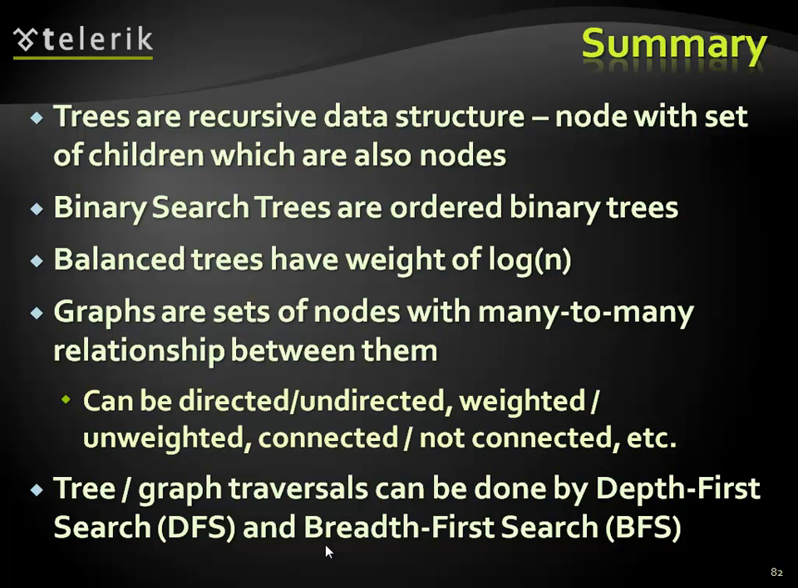So, trees, recursive, each node has sons eventually, or parents, one of them, either sons or parents. Children, parents, daughters, whatever you want to call it. Binary search trees, ordered binary trees. Binary trees, what are binary trees? Trees with at most 2 children at each node. Balanced binary trees have a height of logarithm of n, where n is the number of vertices.